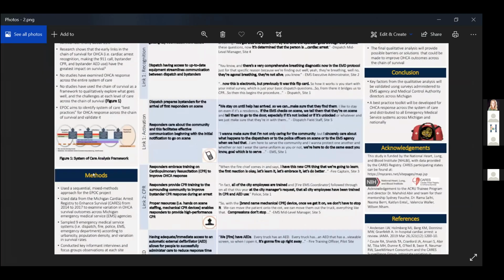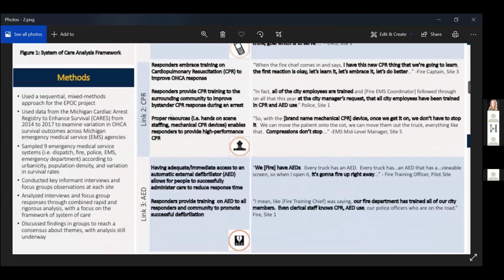Those of you familiar with EPOC probably do understand the methods already. In this poster and project, I was able to describe what EPOC focused on to approach this method. So basically, we used the sequential mixed methods approach for the EPOC project. We took the Michigan Cardiac Arrest Registry to Enhance Survival (CARES) data from 2014 to 2017 to examine the OCA survival outcomes across the Michigan Emergency Medical Service agencies.